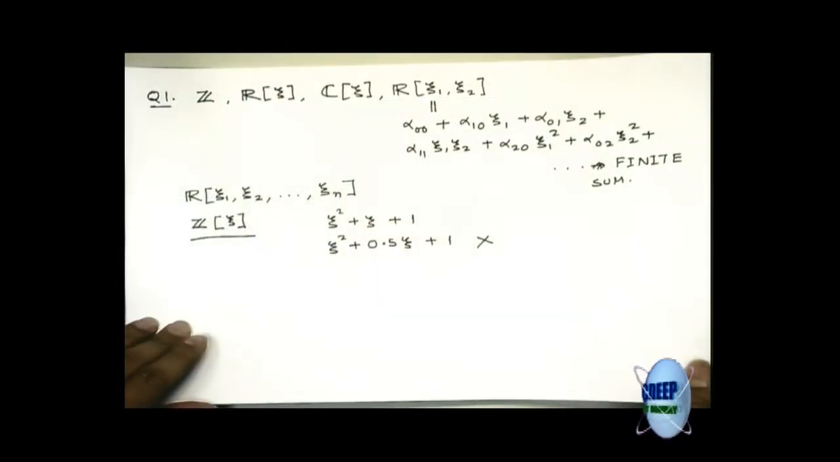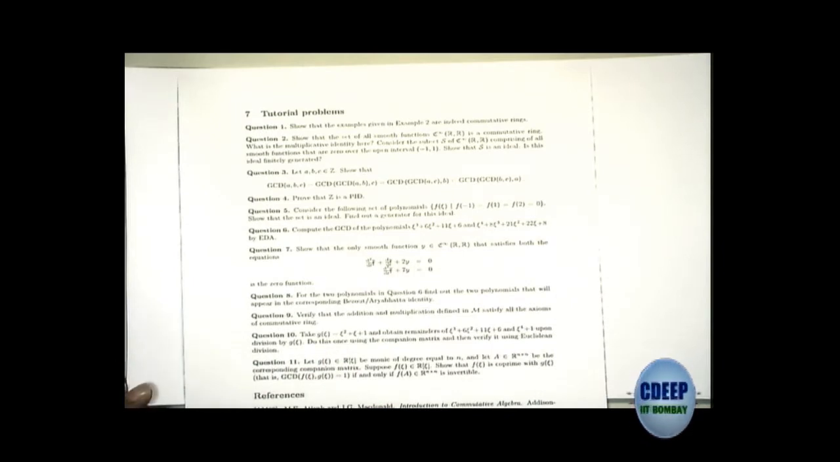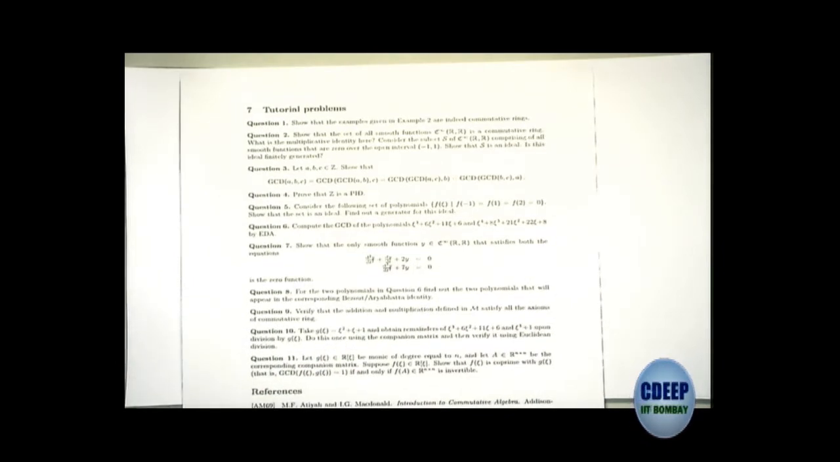Question 2 is something interesting. I want you to think about it, and then I want one of you to come up with a solution, and you can come here and share the solution with us. Question 2, let me repeat. It says that show that the set of all smooth functions is a commutative ring. We also ask what is the multiplicative identity here.